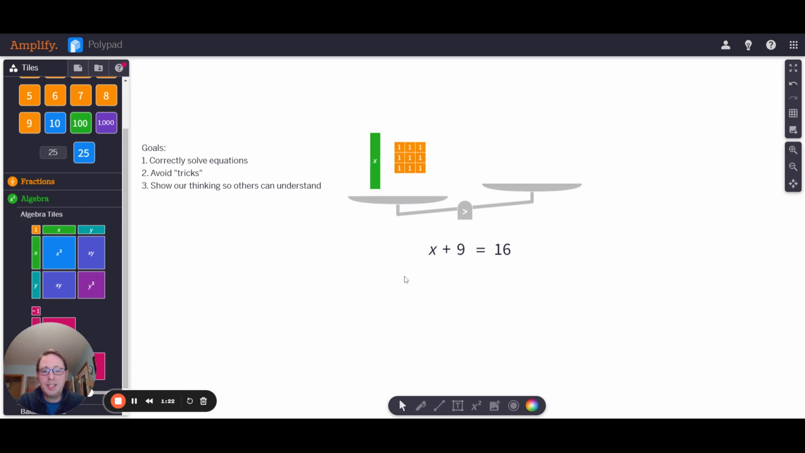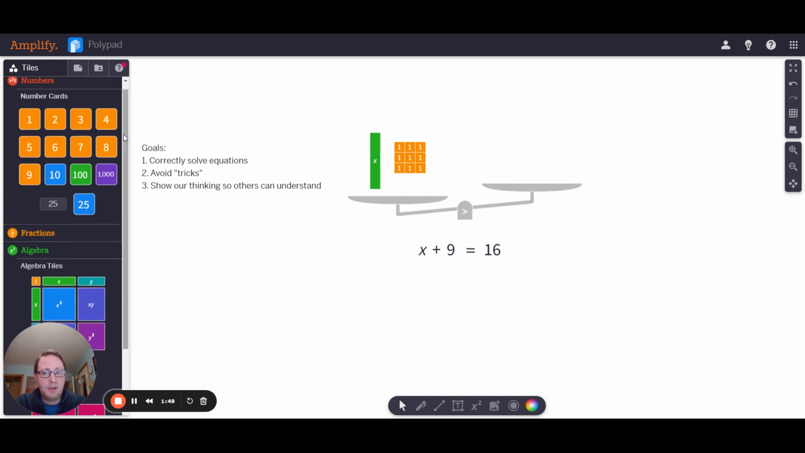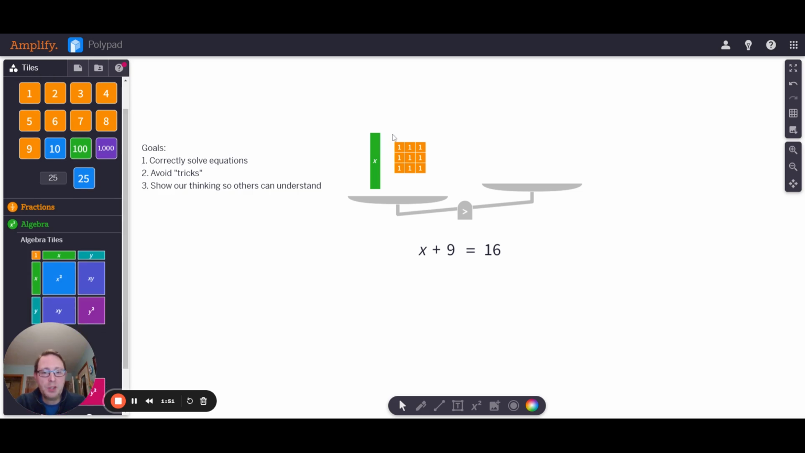You may notice that the scale is not balanced yet. We're going to write the equation out first. So this balance scale, we want this to be equal. So the left side of the balance scale says x plus 9 now, x and positive 9, and I need 16 on the other side. I'm going to show you this with individual algebra tiles, but you might notice that I have these number cards here available as well. That could be a nice shortcut in the future.